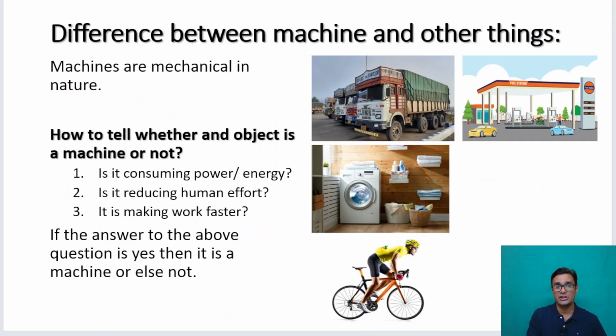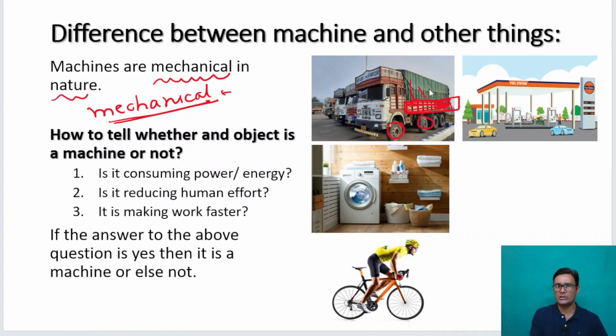Now, how will you differentiate a man-made object from a machine? Machines are mechanical in nature. M-E-C-H-A-N-I-C-A-L, mechanical. Mechanical means there are so many parts. Here in the truck, there are wheels. There is something called the chassis. This is a place where you keep all the goods. This is the light of the car. This is the windscreen. There are so many things. Inside there will be an engine. So these are mechanical objects.